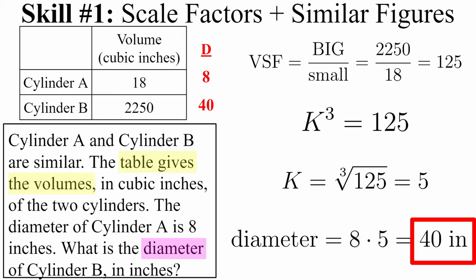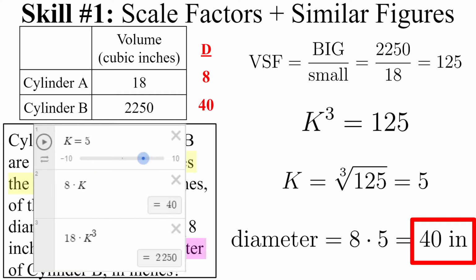But I look at this and I go, okay, 18 to 2250, that's getting bigger. 8 to 40, that's getting bigger. And you could even type this into Desmos really quick just to triple check that it's right. So K was 5, and we did 8 times K, the linear scale factor, and we get 40. And then 18 times K cubed, the volume scale factor, and we get 2250. So it certainly seems like it checks out, and it certainly seems like we did a good job.